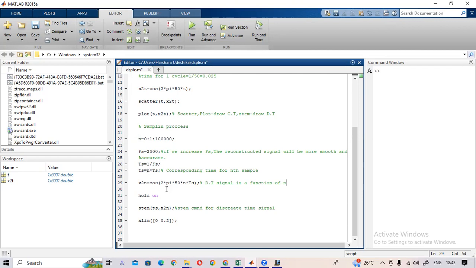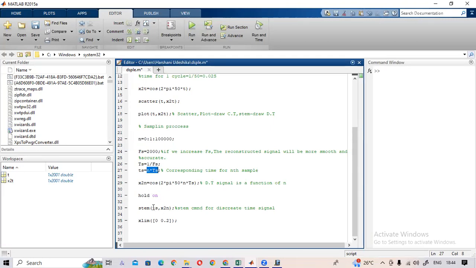So what you have to do is, instead of this t, you apply the corresponding sample time, that is nTs. Ts is equal to 1 over Fs. So if you put 1 over Fs here, it will be F divided by Fs. That is what we call the normalized frequency.